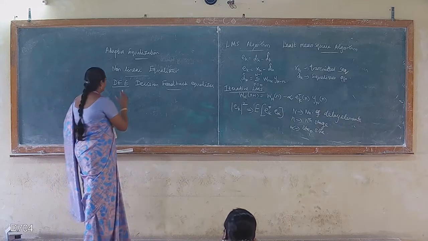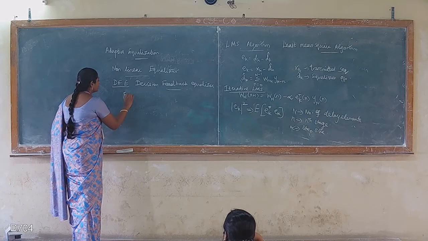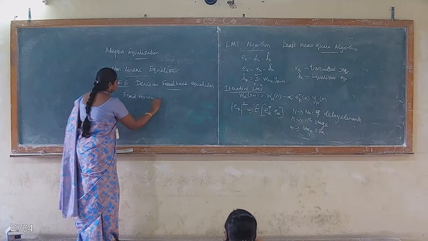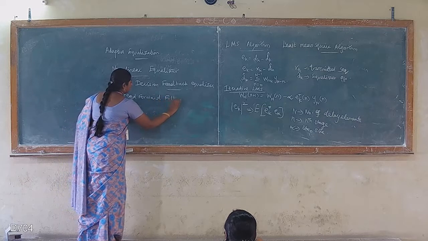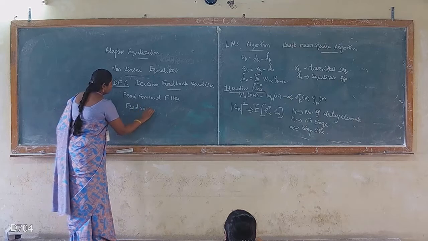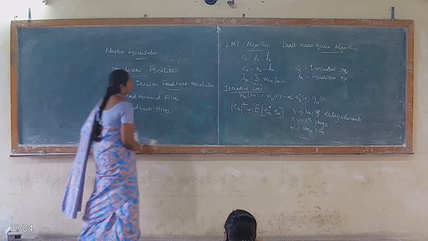To implement DFE, we use two types of filters. One is the feed forward filter and another one is the feedback filter. Using these two, we can implement DFE.